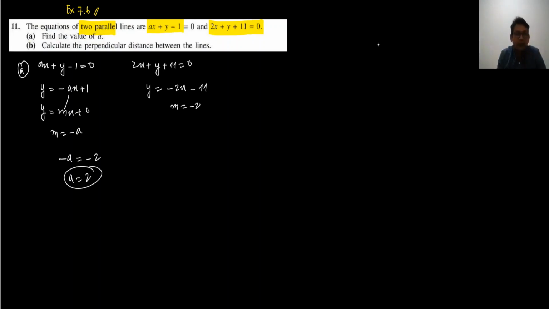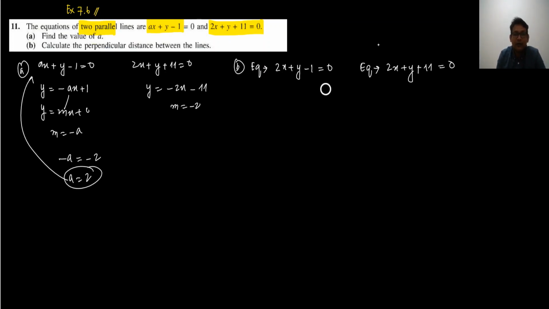Now, the main thing, once again, we have the second part here. In the second part, we know the value of a is 2 now, so we can substitute here. The first equation is 2x plus y minus 1 equals 0, and the second equation is 2x plus y plus 11 equals 0.